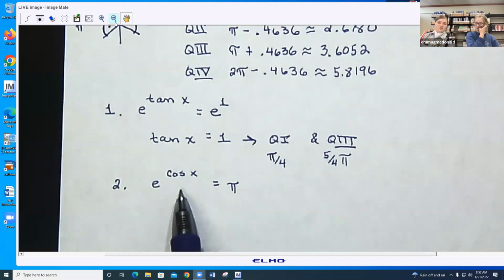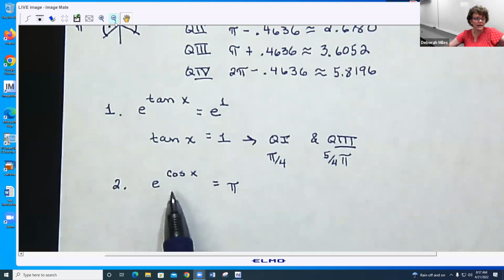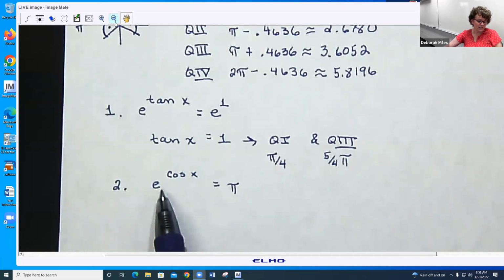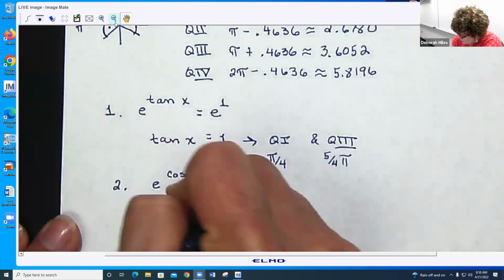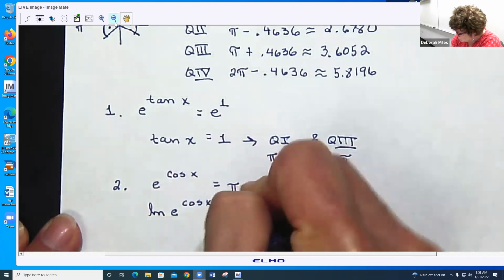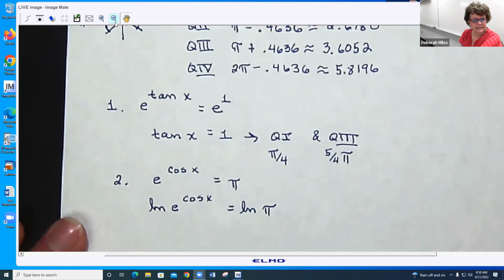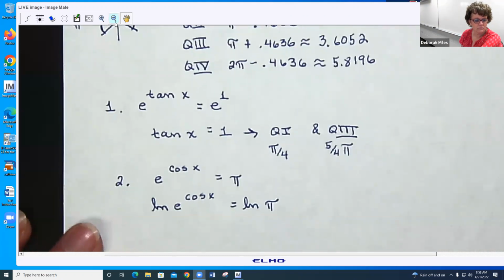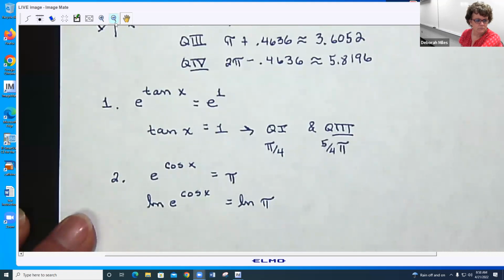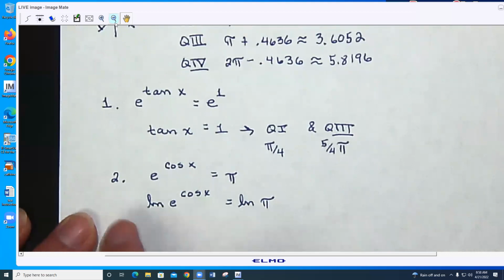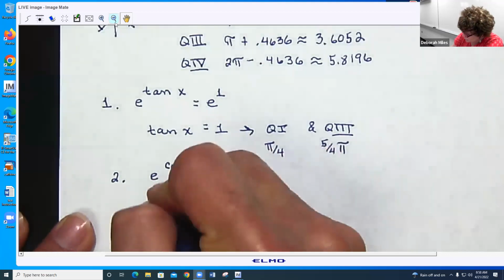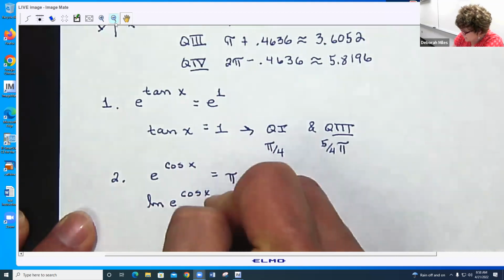Do you use logarithms? Natural log? Yeah, you could use log base anything to unexponentiate. That's what logs do. But it makes sense if we're using a base e that we would take the natural log of both sides. So the natural log of e to the cosine x equals natural log of pi. What does that leave us on the left-hand side? Just cosine x. Yeah, that's natural log and e just undoing each other. Natural log of e to the ugly just leaves you the ugly.